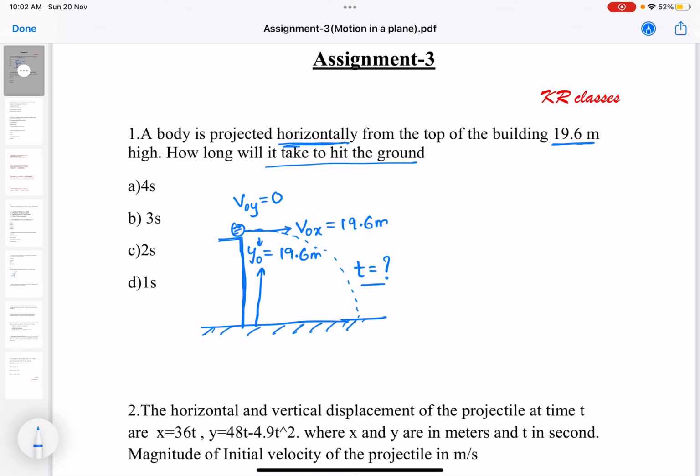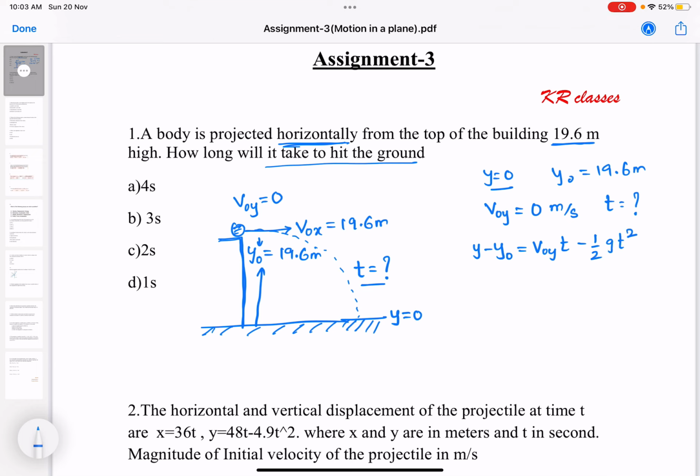Whenever the ball reaches the ground, the final position y is equal to 0. We know the initial position y0 is 19.6 meters, the final position y is 0, and the initial velocity along the y-axis is 0 meter per second. He asked to find the time taken to reach the ground. We know the second equation of motion along the y-axis, that is y minus y0 equals v0y times t minus half g t square. Substitute in this, you will get the answer.